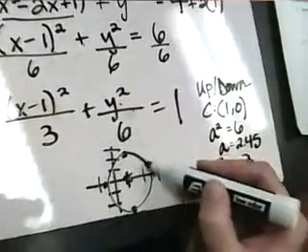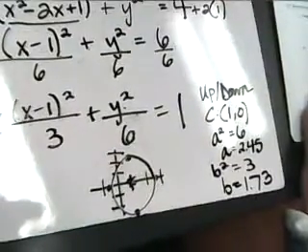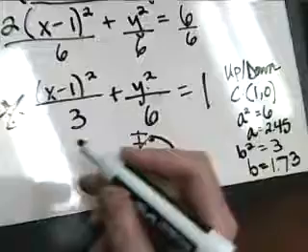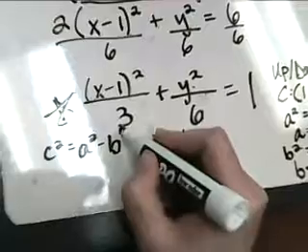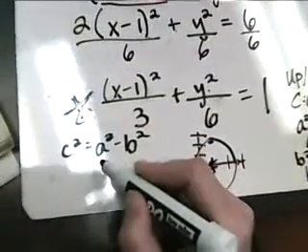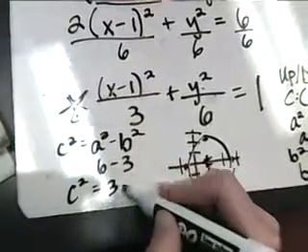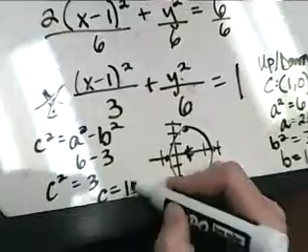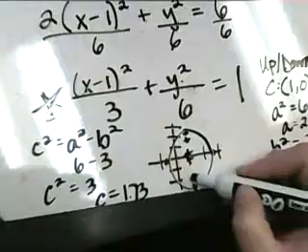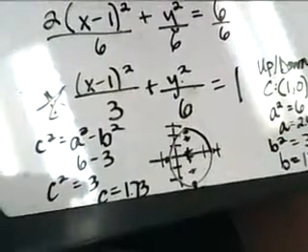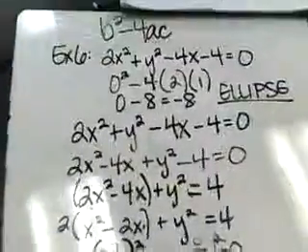Oh, and I almost forgot my focus, but I'm not going to this time. I need to use the foci formula. For an ellipse, that is c squared equals a squared minus b squared. So in our case, that would be 6 minus 3, so c squared equals 3. So we know c would be 1.73. If I go up 1.73 and down 1.73, there's my graph.